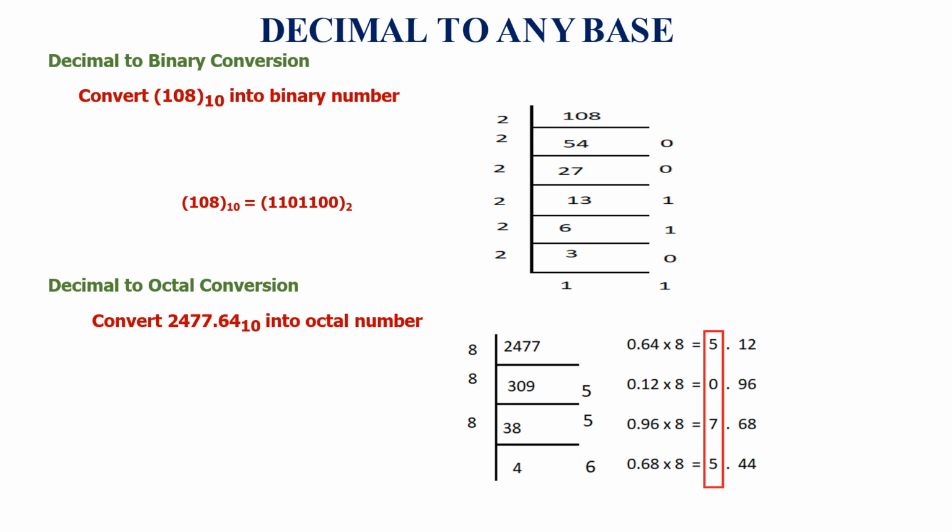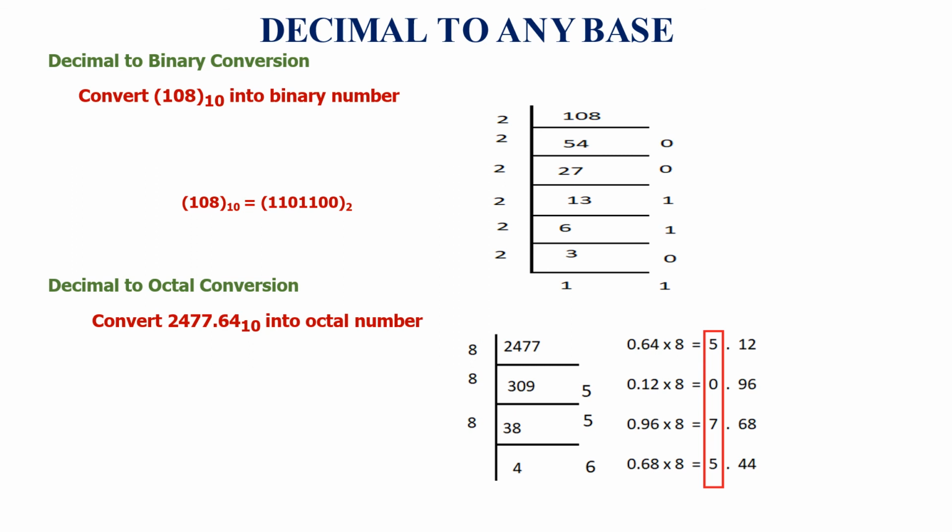Again, this 0.96 has to be multiplied by 8, and we get 7.68. Again, 0.68 into 8 gives 5.44, and so on. In this case, for the fractional part, we consider only the integer values, in this direction, that is 5, 0, 7, 5.